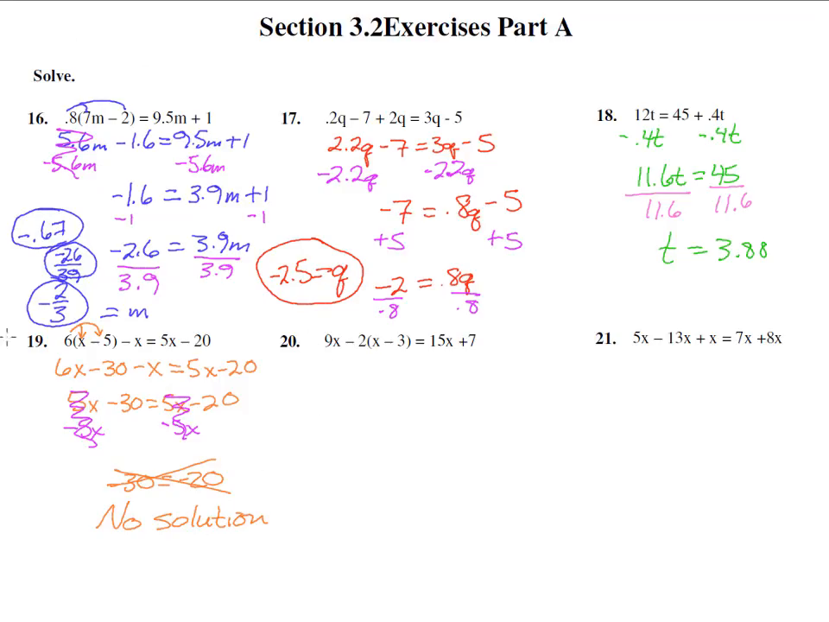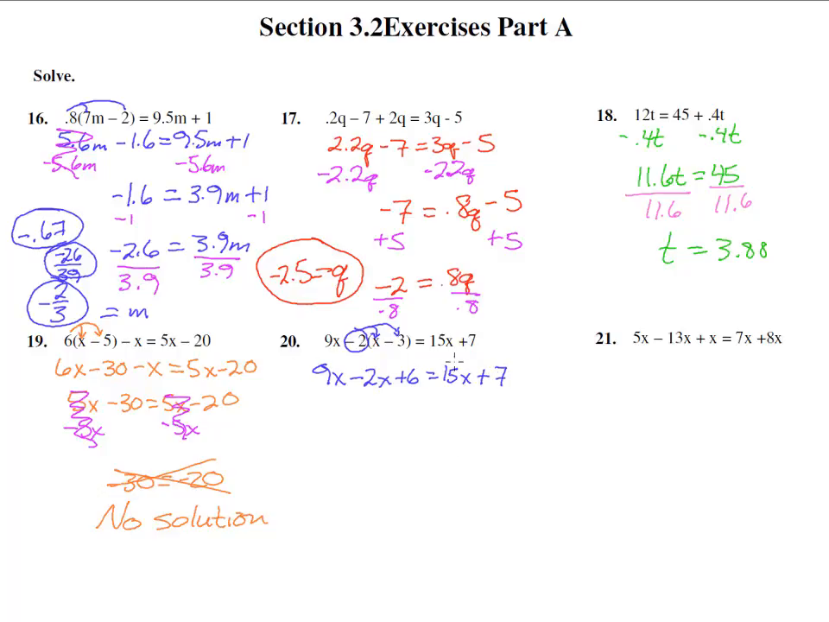Good. Number 20, 9x minus 2, open the parentheses, x minus 3, close those parentheses, equals 15x plus 7. All right, so we have parentheses. Let's take that negative 2 and jump it in, and we get 9x minus 2x plus 6. Pay attention to that plus. That's negative 2 times a negative 3 there. Equals 15x plus 7.